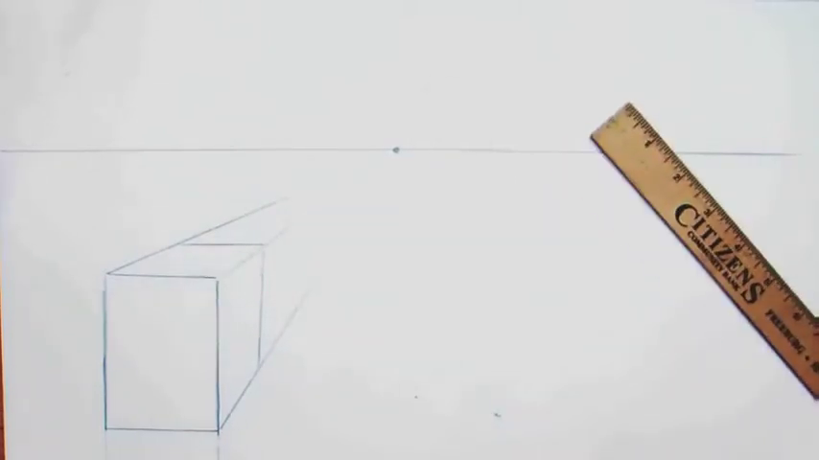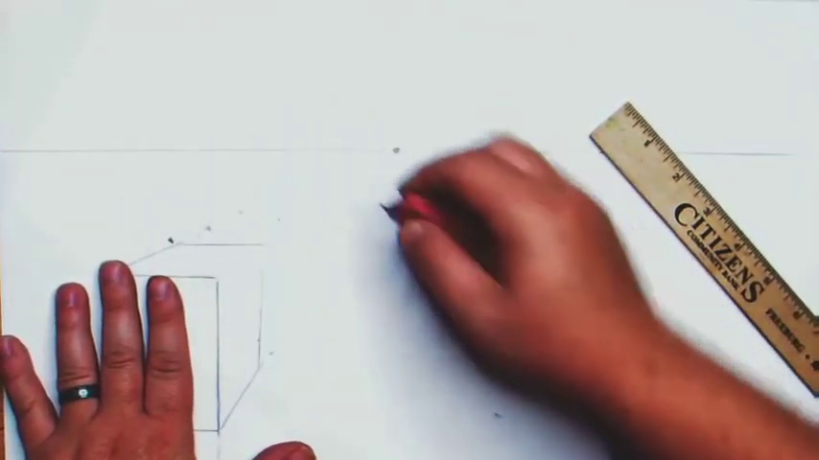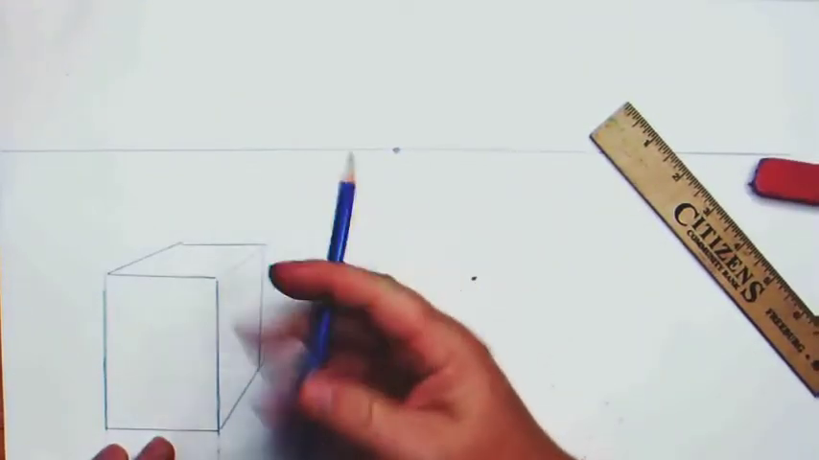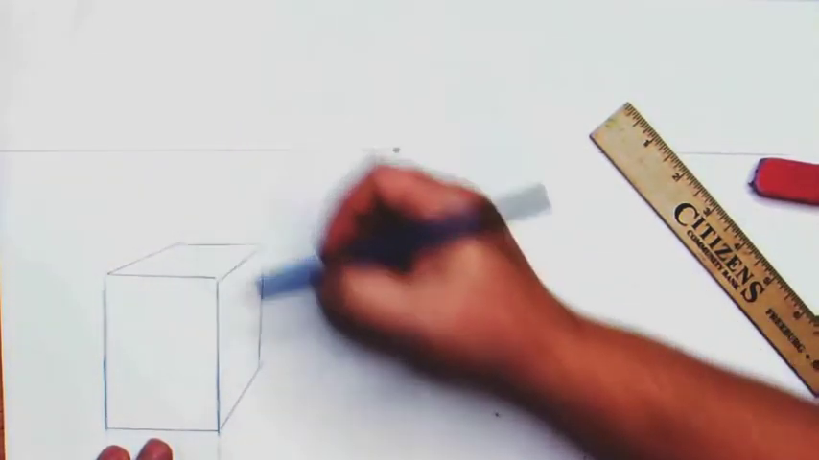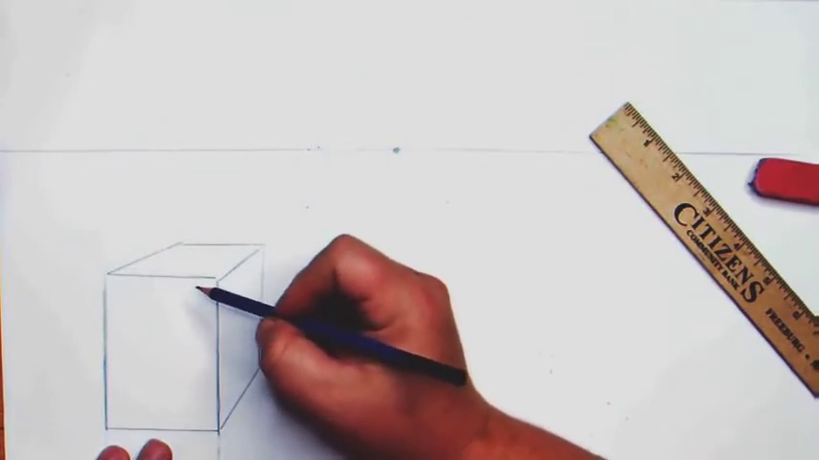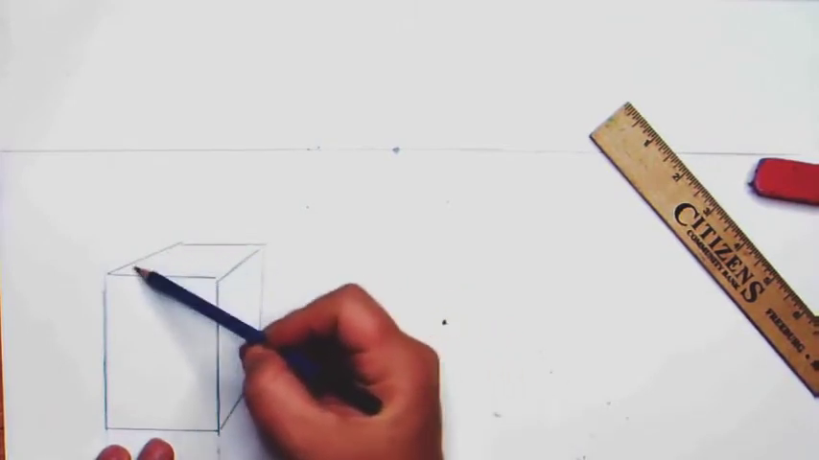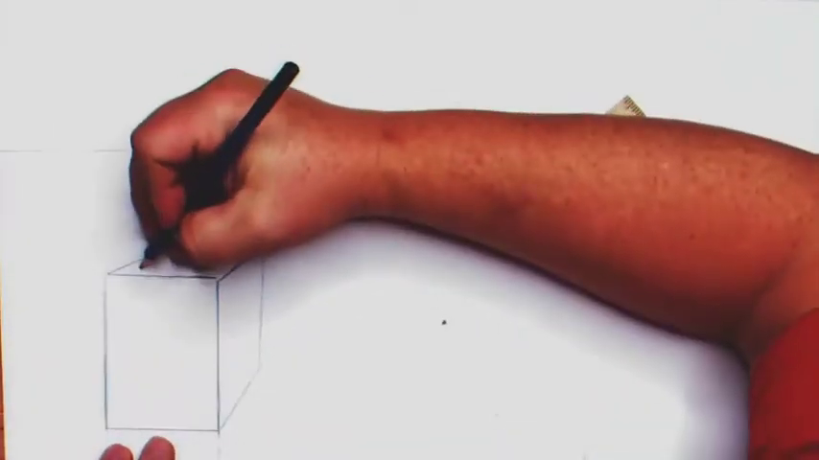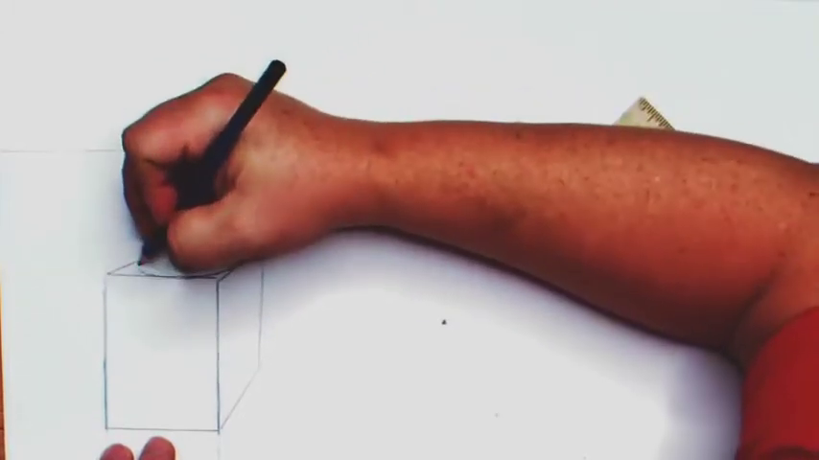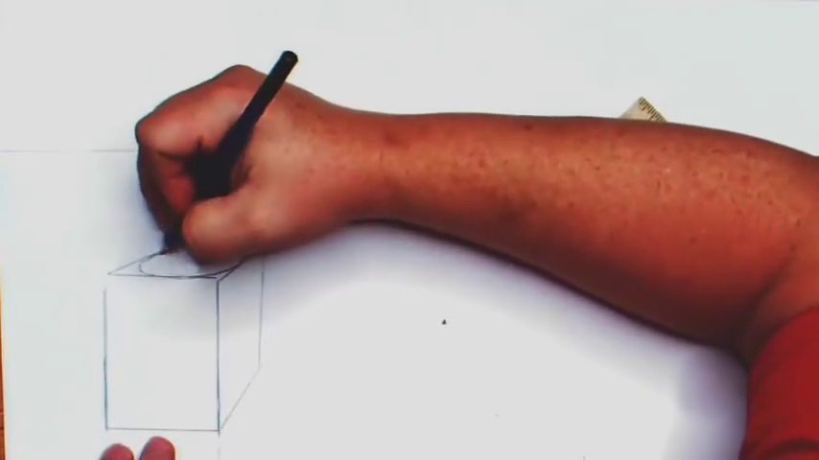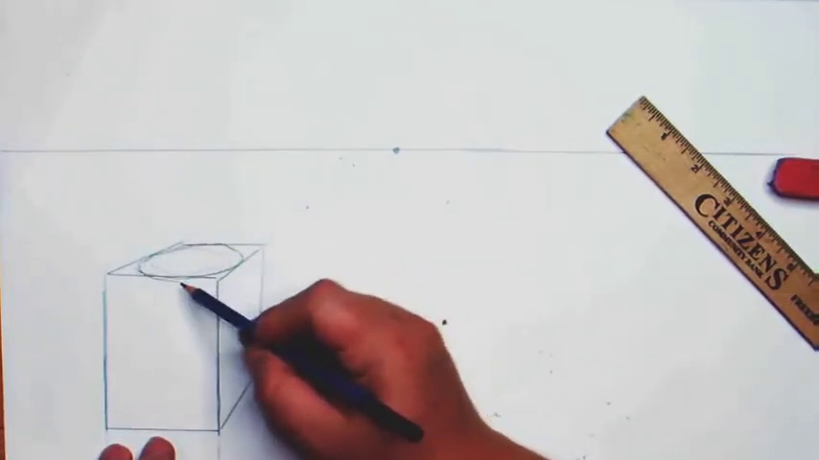Alright, so now we have our rectangular form, but I said we were creating a cylinder. We want a cylinder. We don't want a rectangular form. So to create a cylinder, what you do is you create a circle in both the bottom and the top of our box. So if you can imagine, on the top of our box, we're going to draw an oval shape here. Now the edge of the oval is going to touch the sides of the box.